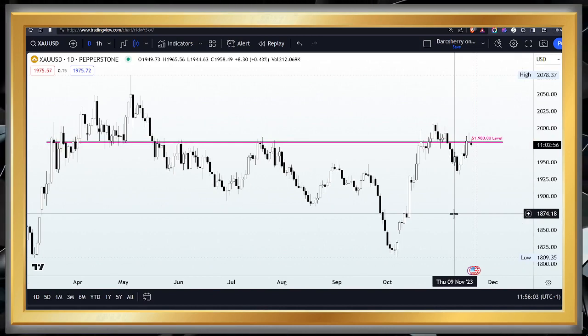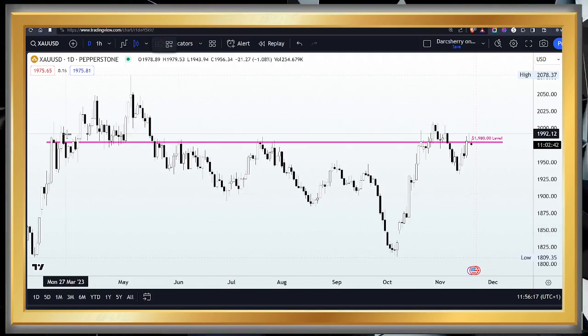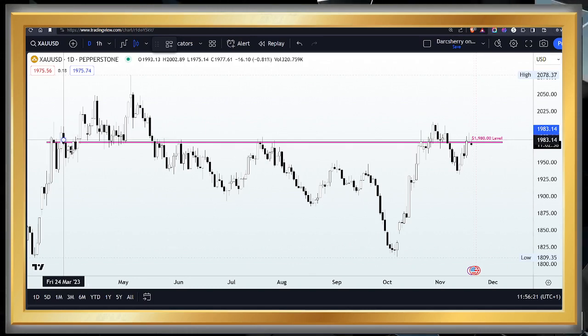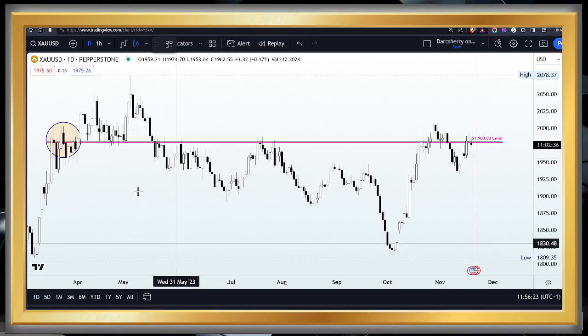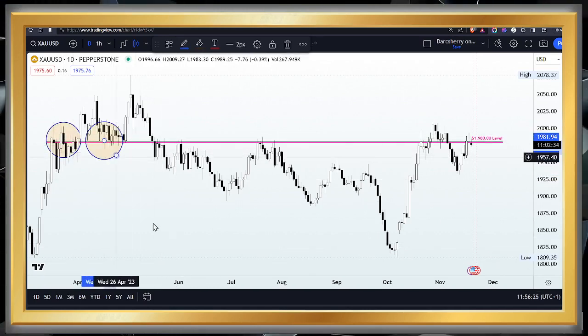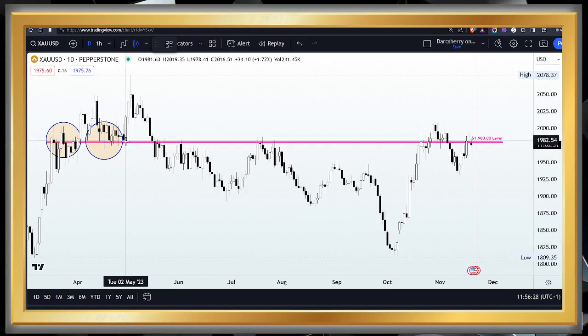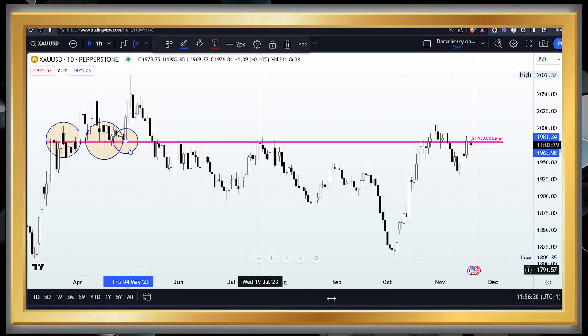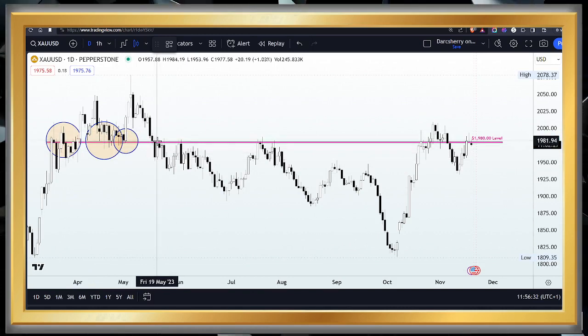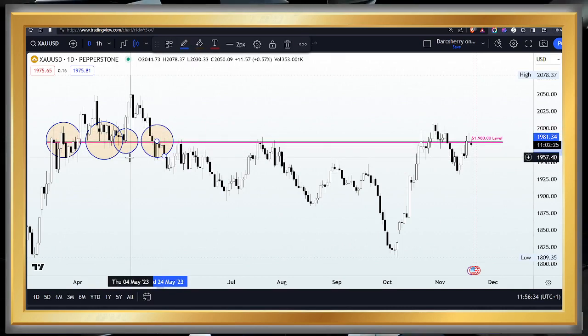at the 1,980 area. Now, if we look at this level since the month of March of this year, you will see how it had played a major role in determining the direction of price action. At some point, in fact most of the time, it was more of selling as soon as price gets into that area, though we had a little bit of buy opportunity at some point. I think during the month of April through the month of May, we saw some buy pressure before price finally broke down that structure mid-month of May.